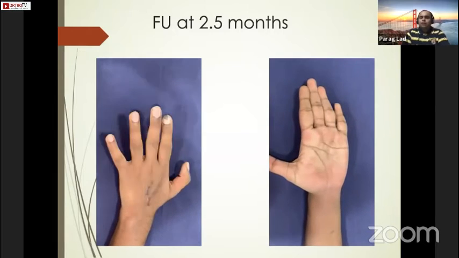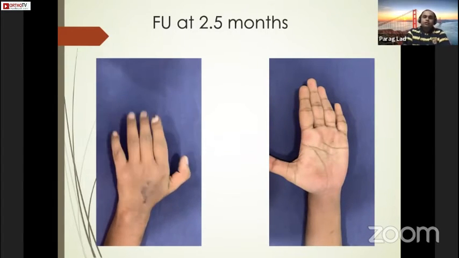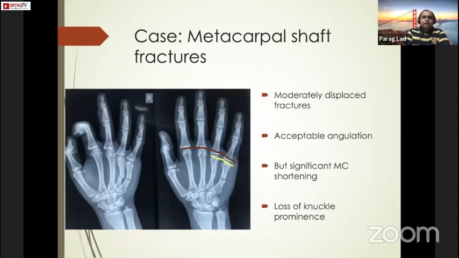Look at the knuckle prominence of the third metacarpal after the plating. So they usually have near normal function of the hand. Let us now take the transverse fractures of the metacarpal shaft. Sometimes, if they are angulated and moderately displaced, they can be accepted by conservative treatment. But here the problem is, these two bones have significant shortening, more than 5 mm shortening.